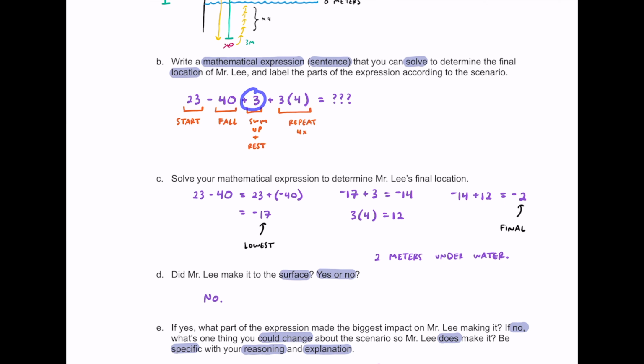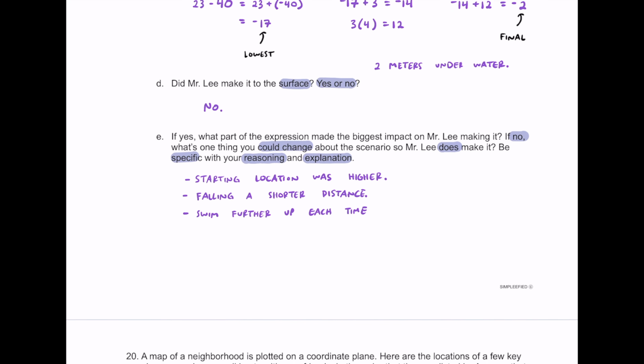And then rested, and then did it over here. Well, maybe we just swam 4 feet at a time, then we would have made it, all right? Or 3.5 even. That might have been enough to just make it to the surface. So these are 3 things.